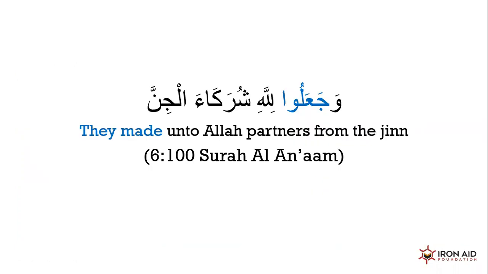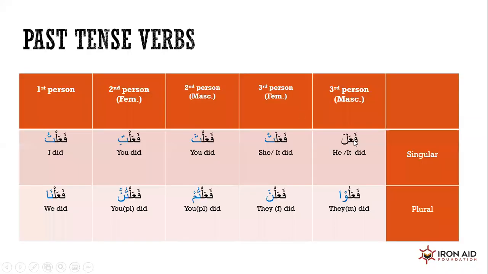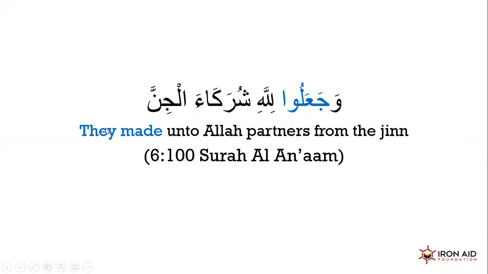So some examples from the Quran. وَجَعَلُوا لِلَّهِ شُرَكَاءَ الْجِنَّ. So they made, so that's the verb here, جَعَلَ. So we're taking that جَعَلَ simple three-letter verb and we're adding this جَعَلُوا, that would mean they did, masculine plural. So they made or they created unto Allah lillahi shuraka'a.